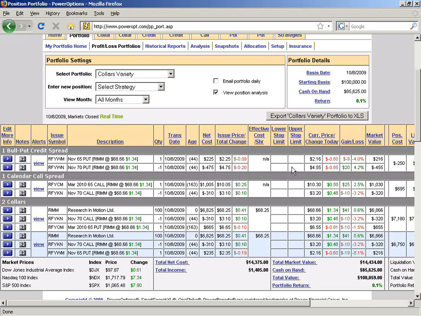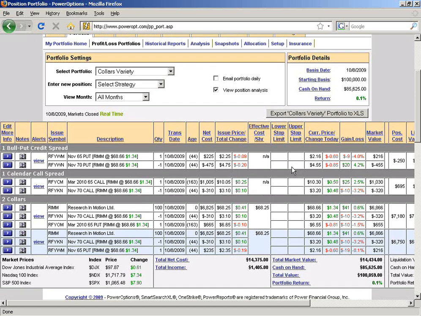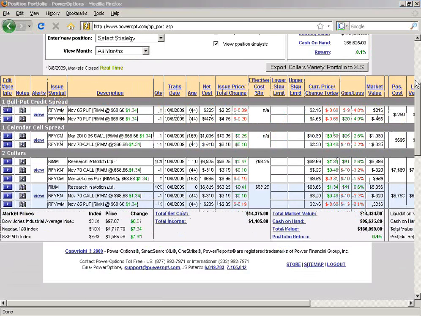We're going to take a look at this position a little bit more in depth on the PowerOptions portfolio. And here we are on the PowerOptions portfolio tool, the profit and loss portfolio. And the bottom position I have down here is that Research in Motion spread that we just looked at, the collar spread we just reviewed. Here's our stock initial price at $68.25, the call premium we sold for $310, and here's our put purchase price at $235.